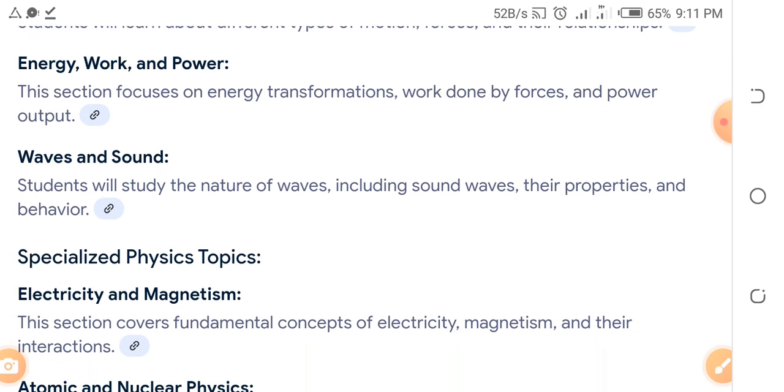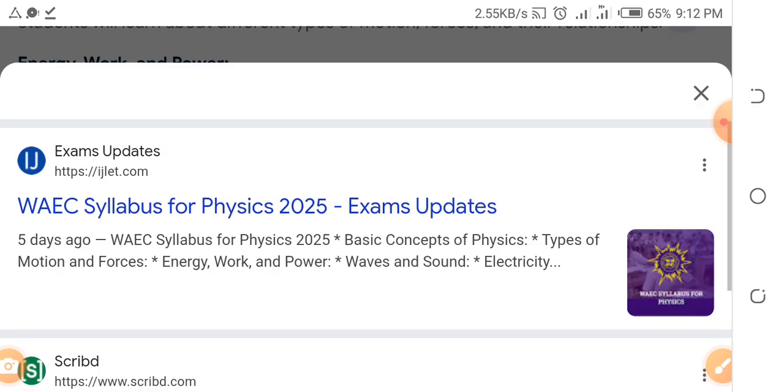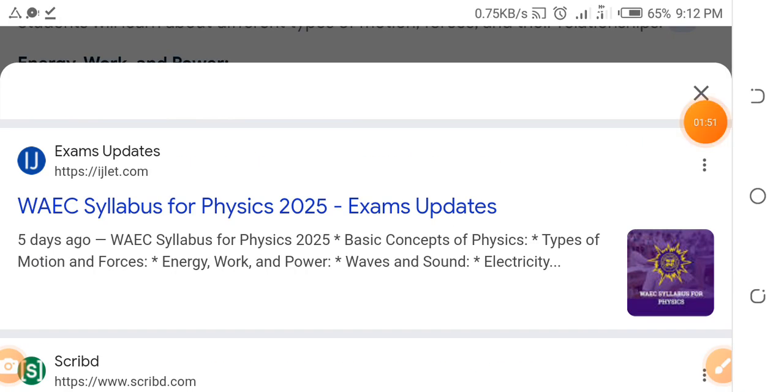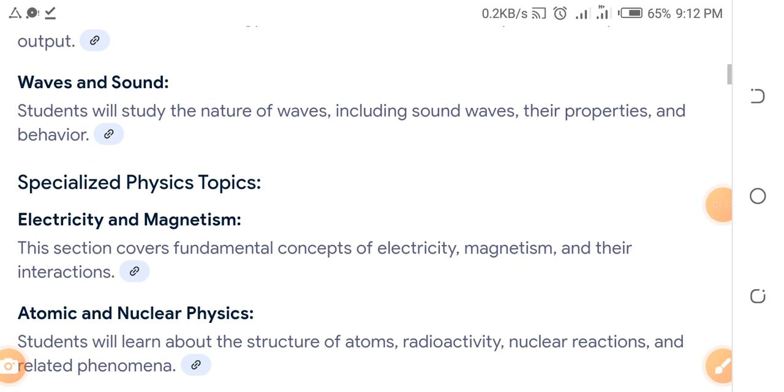Then read up waves. Study everything about the nature of waves, sound waves, properties of waves, behaviors of waves. Very, very important. I hope you are here. Okay, we keep on. Just keep following.